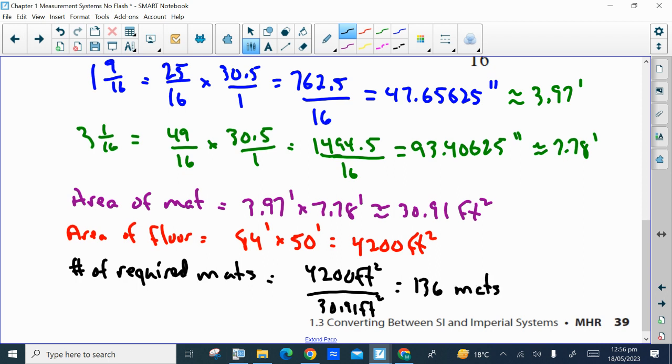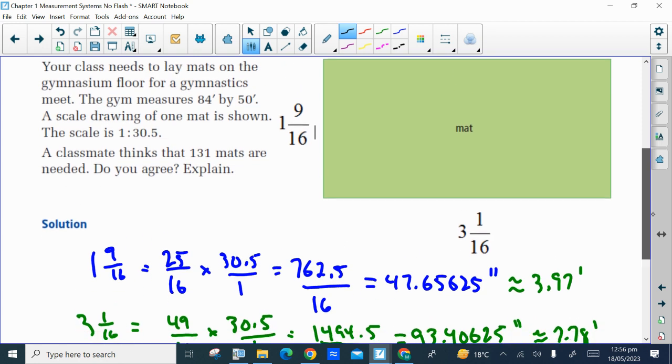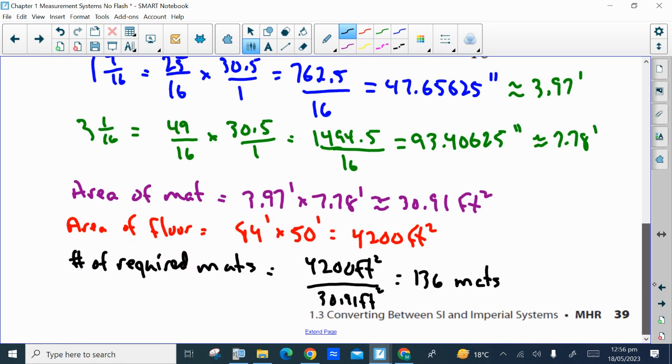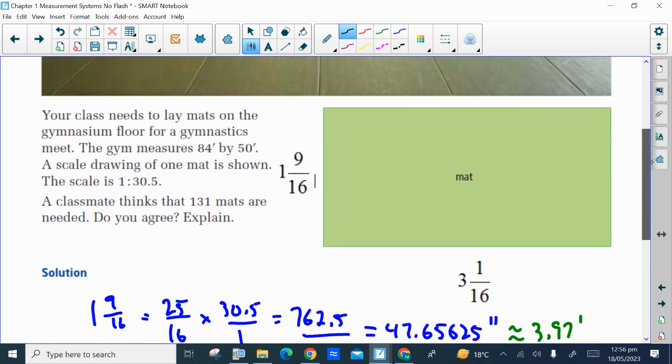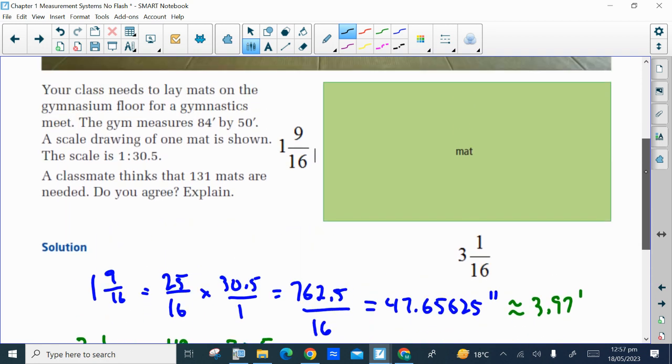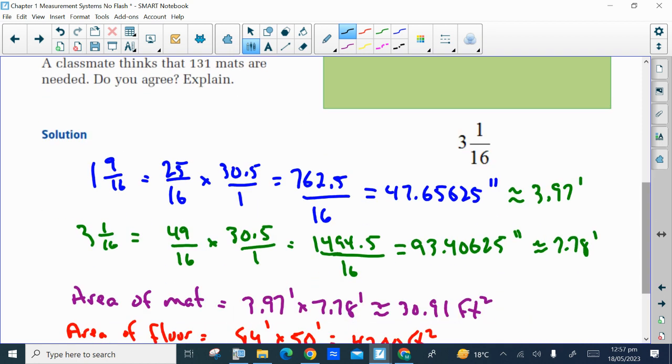would be required. So the student thought 131 mats are needed. That's not going to be enough. Okay, 136 mats are required. So yeah, the student's off by a little bit. So this question didn't involve converting between the two systems because we measured the mat in inches, so then we were able to continue on in the imperial system.